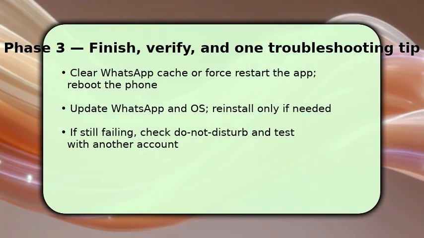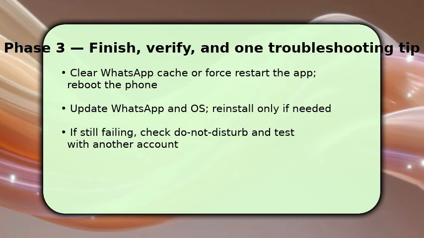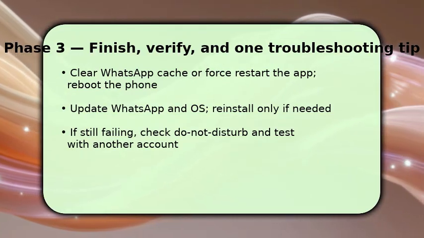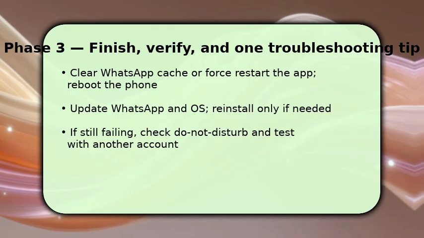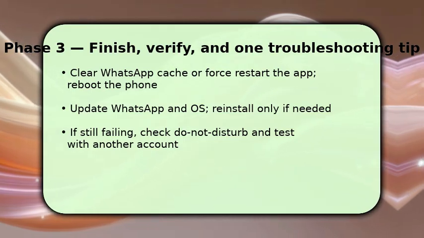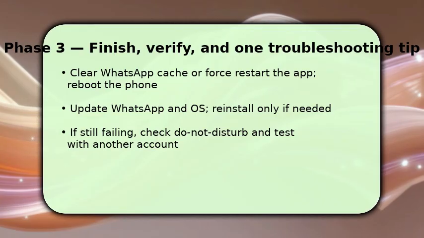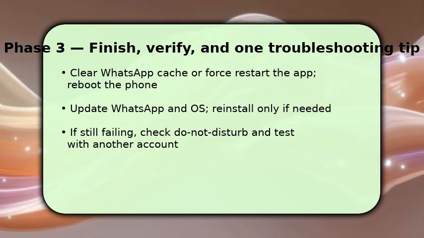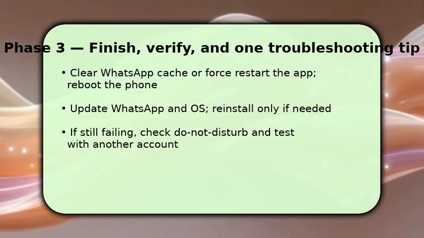Finally, you finish by refreshing the app and system state. Clear the WhatsApp cache, force stop, and reopen, then reboot the phone to apply changes. Make sure WhatsApp and your OS are updated, updates fix notification bugs, then reinstall only as a last resort.